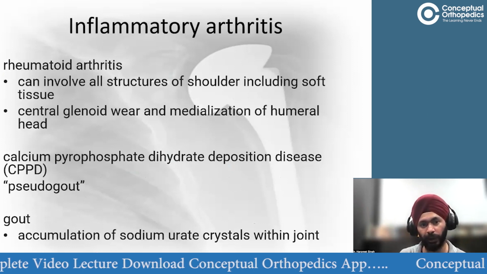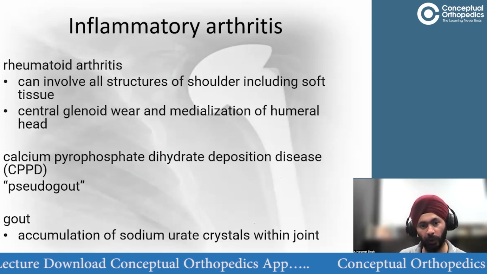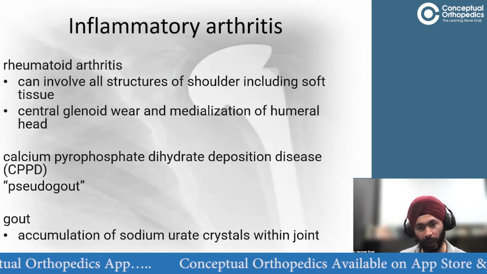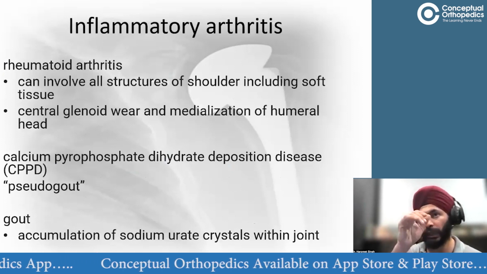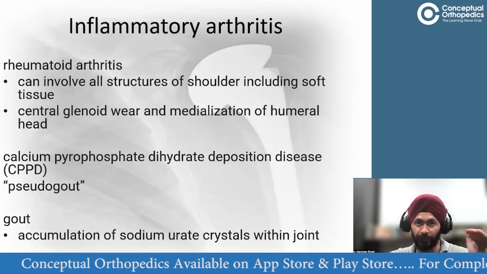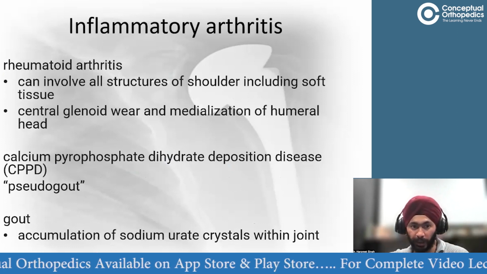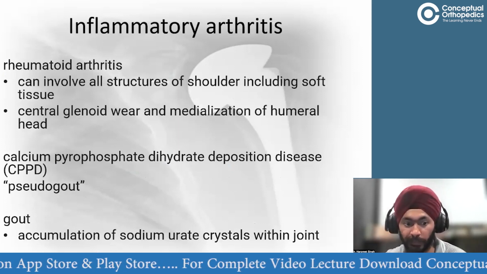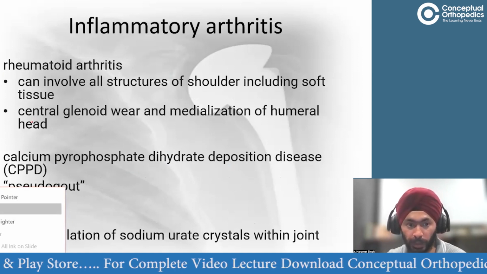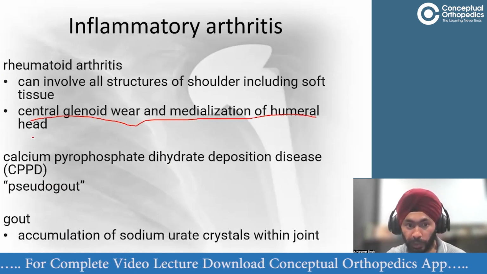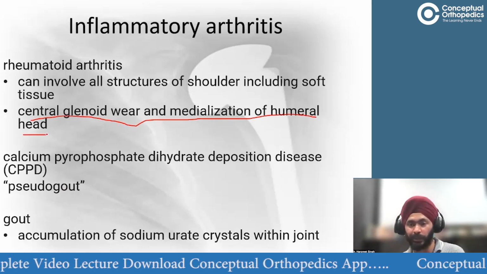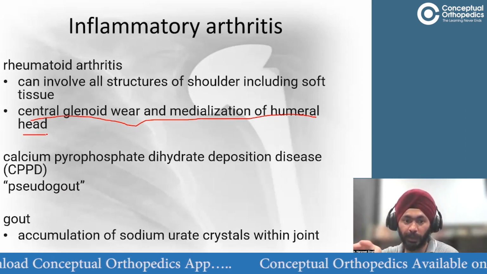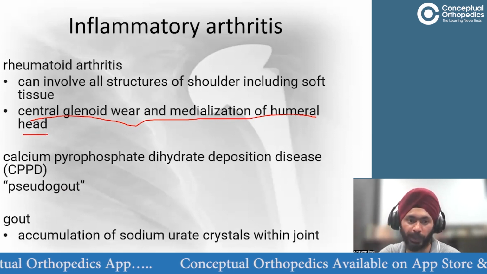In inflammatory arthritis, like rheumatoid arthritis, there will be a uniform loss of cartilage in all parts of the shoulder, and there'll be soft tissue degeneration also. Your soft tissue, your cuff, would also be badly affected, and there will be central glenoid wear and medialization of the humeral head. So a very different picture from primary osteoarthritis of the shoulder. In primary, there will be posterior humeral head subluxation and posterior glenoid wear, whereas in inflammatory arthritis, it's central glenoid wear and central medialization of the humeral head.